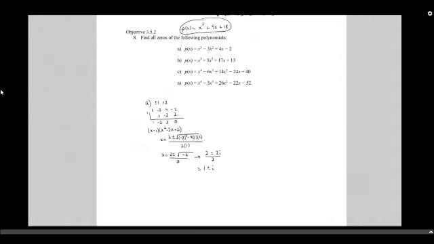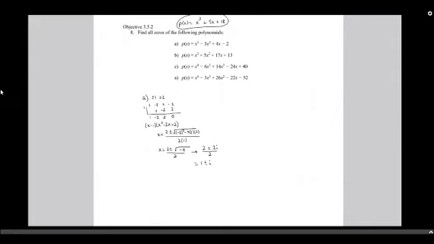And then 2 plus or minus 2i all over 2 is 1 plus or minus i. So what do they want us to do? Find all the zeros. So for this one, the zeros were x equals 1 and x equals 1 plus or minus i.